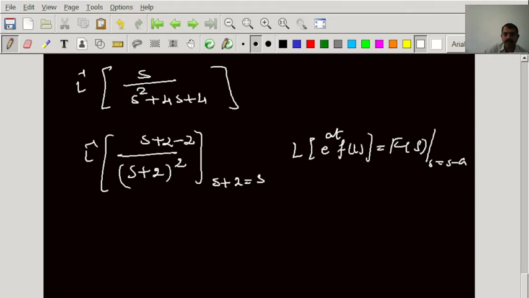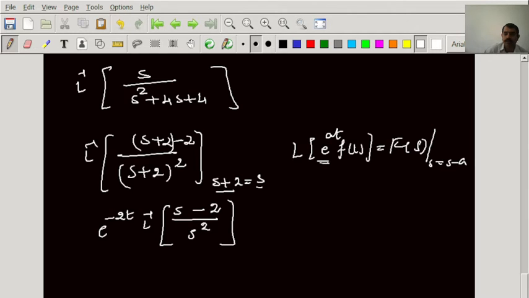Now we can write s plus 2 as s. When we are writing this, we must write e power at. So here s plus 2 is there, so we can write this as e power minus 2t. Then inverse Laplace of s minus 2 divided by s square, where s plus 2 we are writing as s, so s square will be left out. Now e power minus 2t is already written in terms of t.